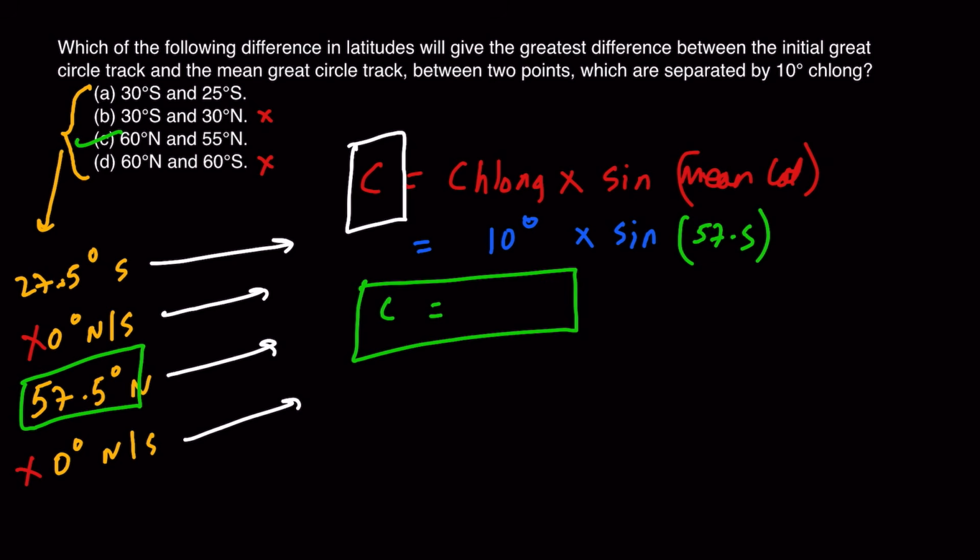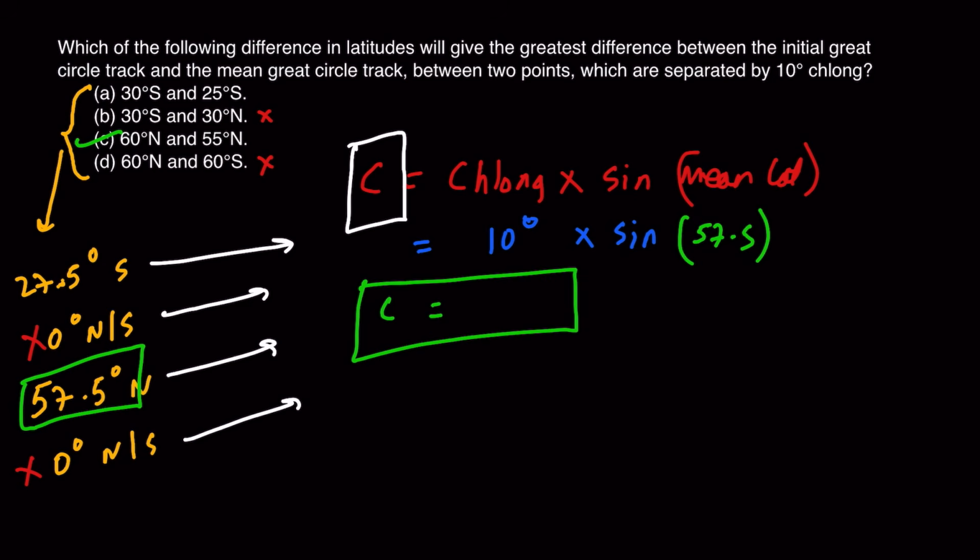Now some people would say that it is asking for the difference between the initial great circle track and the mean great circle track, whereas I taught you it is initial and final, right? But it doesn't matter. The difference between the initial and final and the initial and mean are both the same thing. Obviously, the values will be different. But if the difference between initial and final is more, then the difference between the initial and mean will also be more. So don't get confused. In this question, they're just asking which of the following latitudes will give the maximum value of convergency.